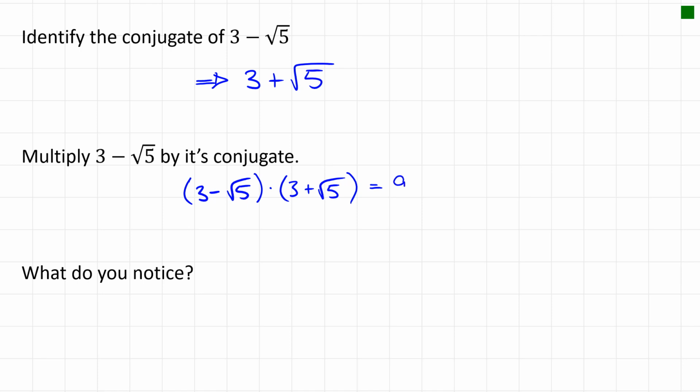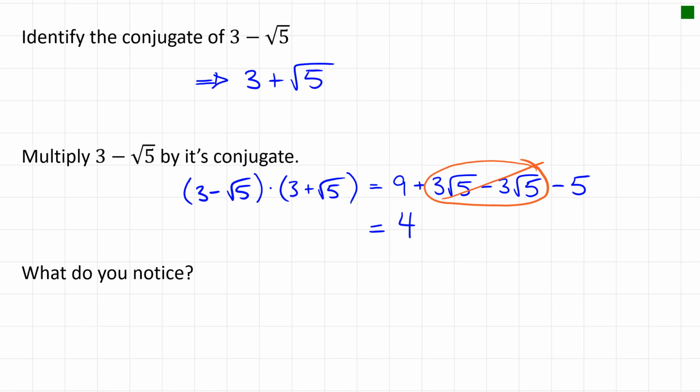So first, 3 times 3 is 9, and then I have 3 root 5, and then I have minus 3 root 5, and finally negative root 5 times positive root 5 is just negative 5. And what do we see happen? Well, these two radical terms from the outside and inside of our FOIL, they cancel each other out, and I'm left with 9 minus 5, which is equal to 4.